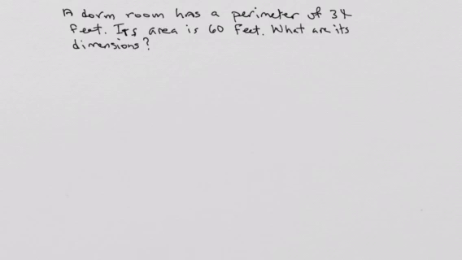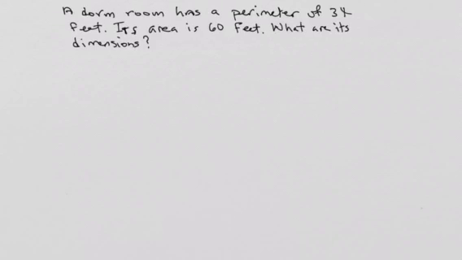This one says a dorm room has a perimeter of 34 feet. Its area is 60 feet. What are its dimensions? When it says dimensions, what it's really saying is what are its length and width.